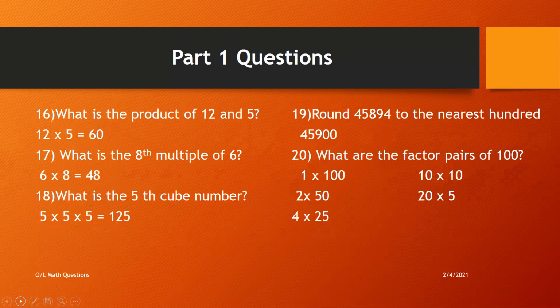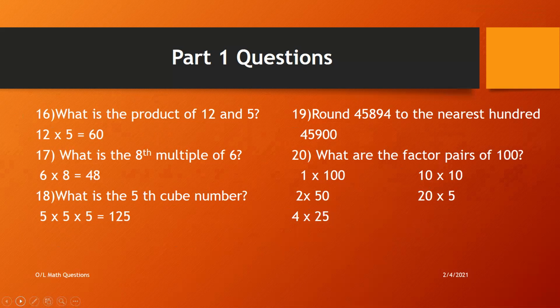The 16th question, what is the product of 12 and 5? We know the meaning of product. Product means to multiply. So 12 times 5, it's 60. The 17th question, what is the 8th multiple of 6? That means when you say the 6 times table, what is the 8th number? So simply what you can do, 6 times 8, it's 48.